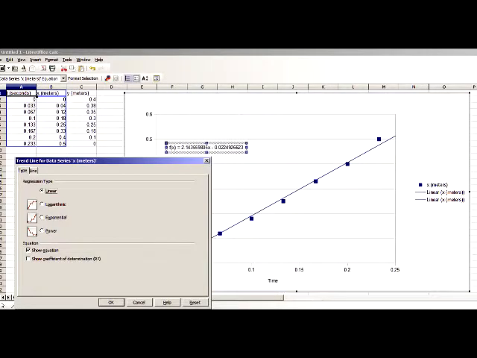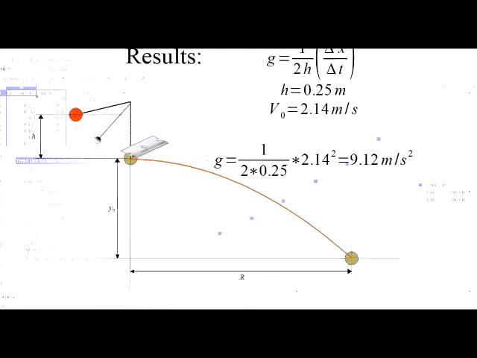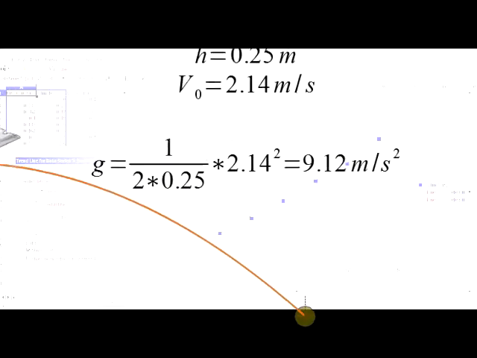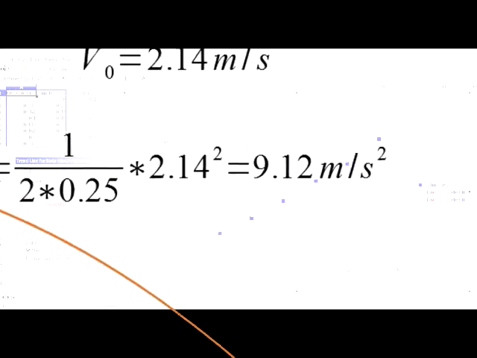We enter the data in a spreadsheet, plot the graph x of t and obtain a trend line. All that is left to do is plug the values in our equation. For h equal 25 centimeters and x over t equal 2.14 meters per second, we obtain a value of 9.12 meters per second squared for gravity, quite close to the actual value of 9.81.